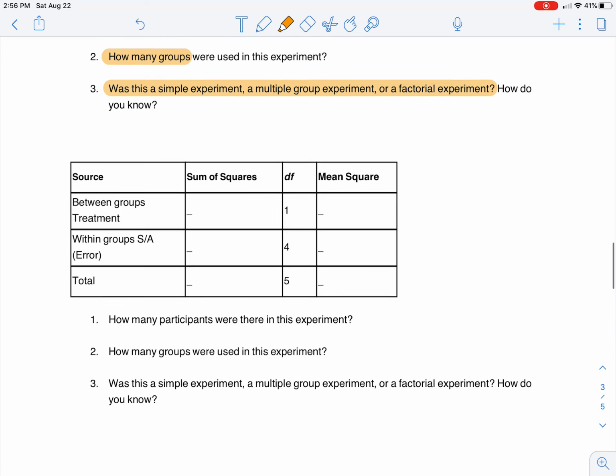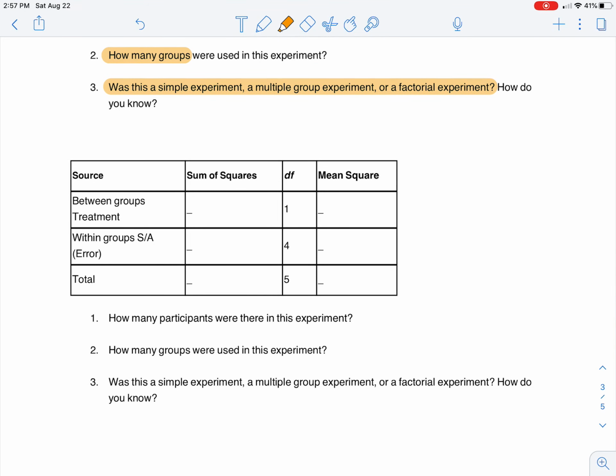Okay, you are going to do the exact same thing down here. We have now a different set of degrees of freedom, and you're going to answer the exact same 3 questions for these. We'll talk about them in class.